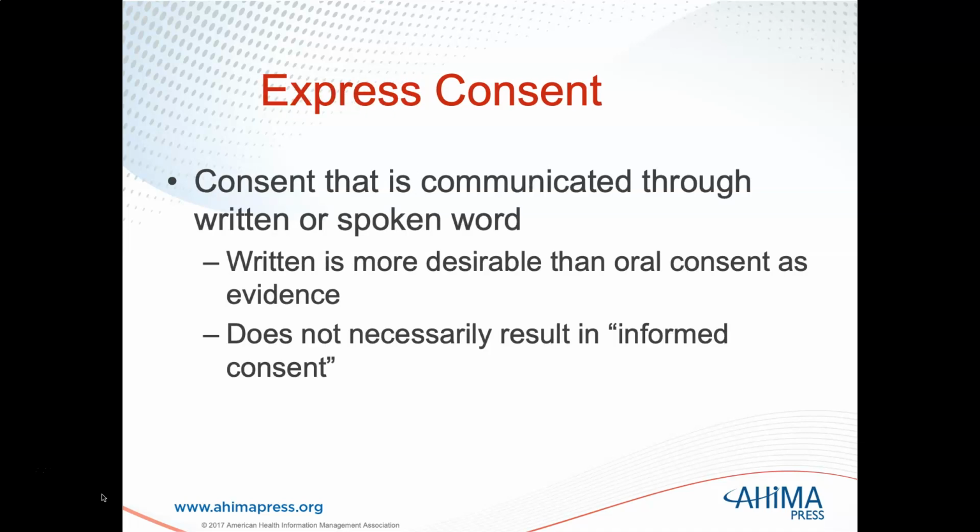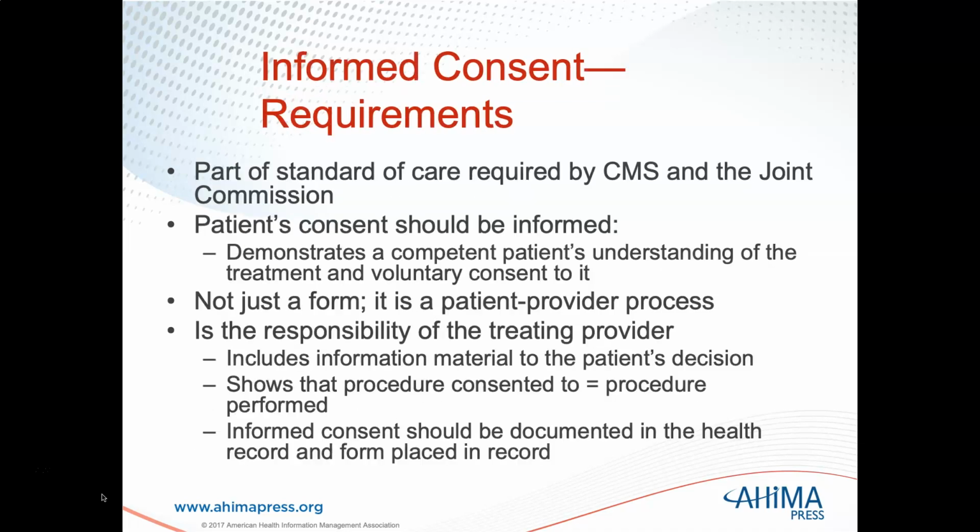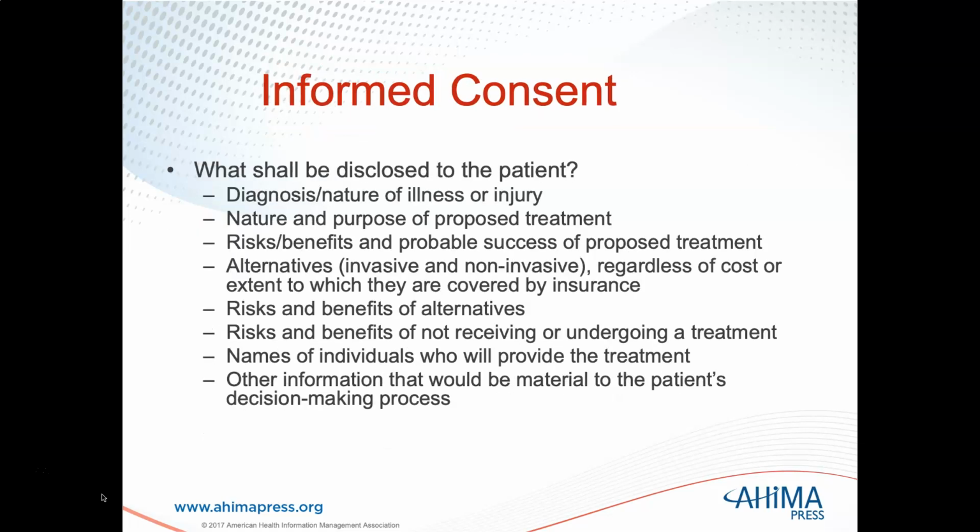We talked about express consent, we talked about implied, and we talked about informed. When you're talking about informed, make sure you think about risks, benefits, and alternatives. Those are the 3 major components of informed consent, above and beyond the fact that the person has to be competent and their consent has to be given voluntarily.